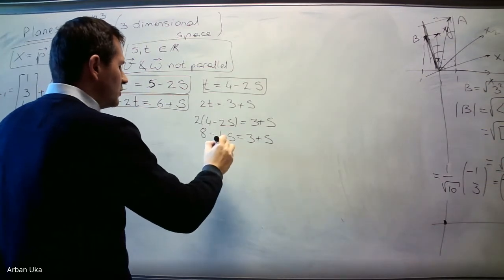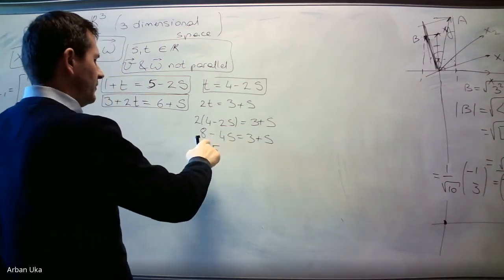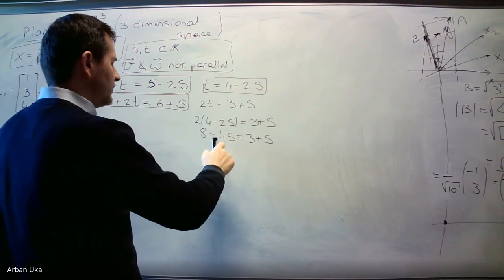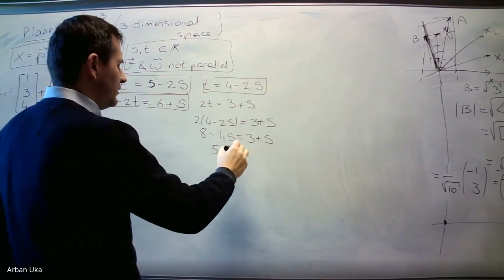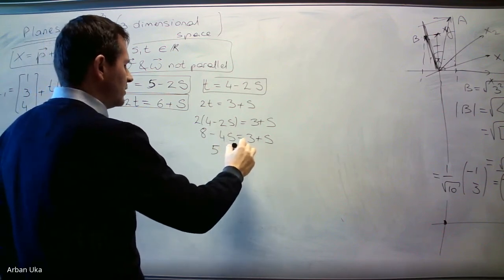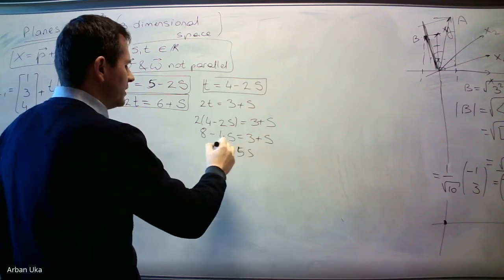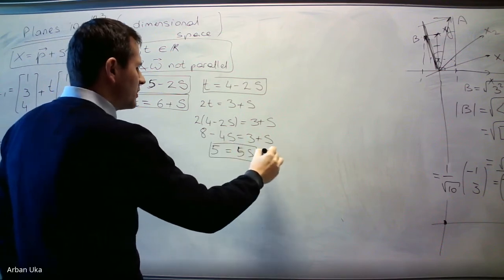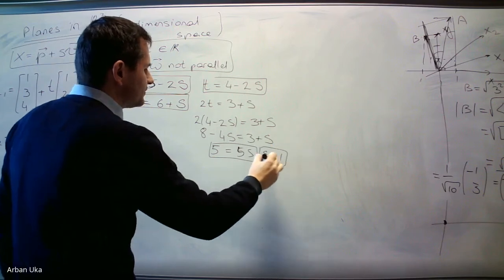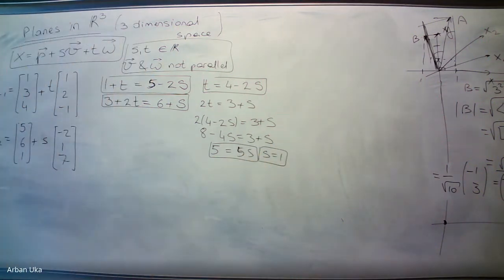This would be equal to 5, right? 5 equals 5s. Okay, so s is equal to 1. But we have two unknowns, and then we can try the other equation too. And so apparently we can.